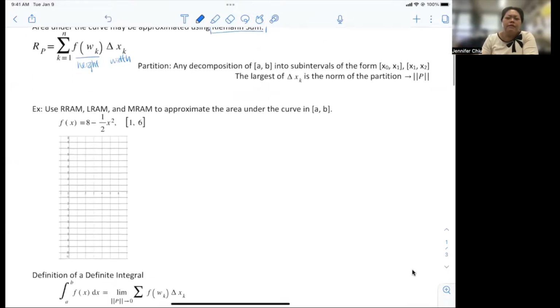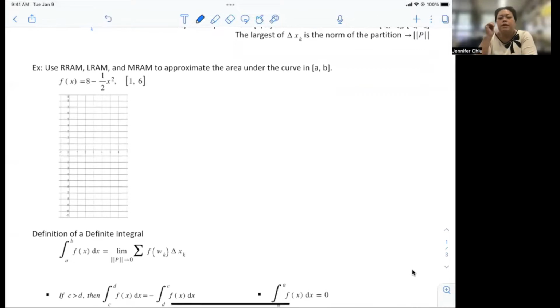Okay, so here we have these things called LRAM, RRAM, MRAM. So what are these? Well, RAM is a rectangle approximation method. So R means the right, L means left, and M means midpoint. So right rectangle approximation method, left rectangle approximation method, and midpoint rectangle approximation method. What this is doing is it's going to help you use these rectangles and different endpoints to help you approximate the area. So first thing we want to do is draw this graph.